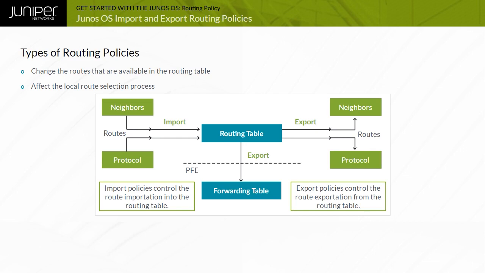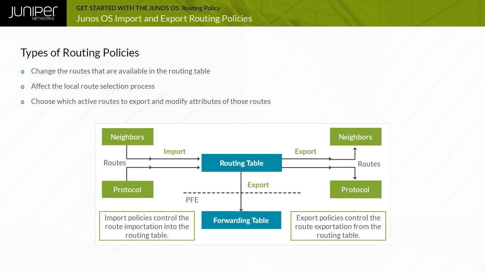The software applies export policies as it exports routes from the routing table to dynamic routing protocols or to the forwarding table. Only active routes are available for export from the routing table. Although an export policy can choose which active routes to export and modify attributes of those routes, it cannot cause the exportation of inactive routes.